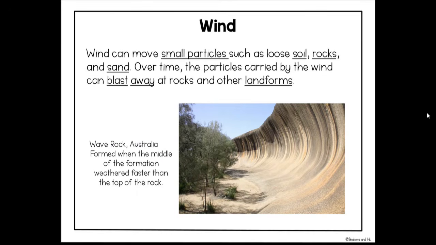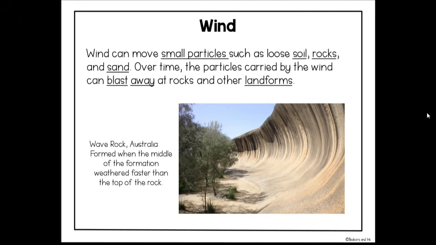Wind is another example that can cause physical or mechanical weathering. Wind can take small particles like loose soil or rocks or sand. Over time, these particles get carried by the wind and they blast away at rocks and other landforms. Think about sandblasting.